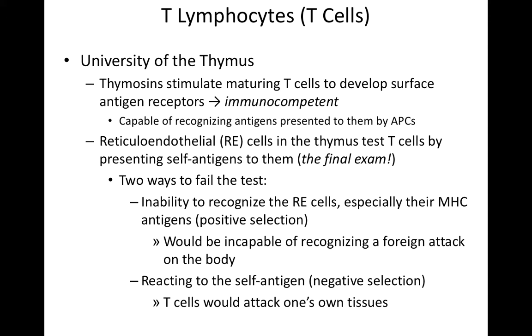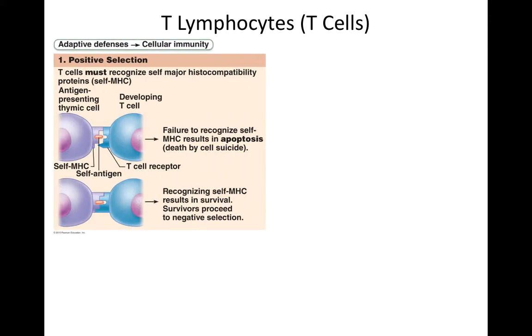So let's take a look at this concept of the test here a little bit closer. So what we're seeing here is the purple cell is the RE cell. Okay, so this is the purple cell, and this is the developing T cell that is being tested. Now, this piece right here, okay, ignore this piece, the self-antigen, but this receptor on the surface that looks like this, that is self-MHC. That is your hot dog bun. The self-antigen is the hot dog. So when we say that the T cell has to recognize the MHC, what we mean is it has to be able to line up with it.